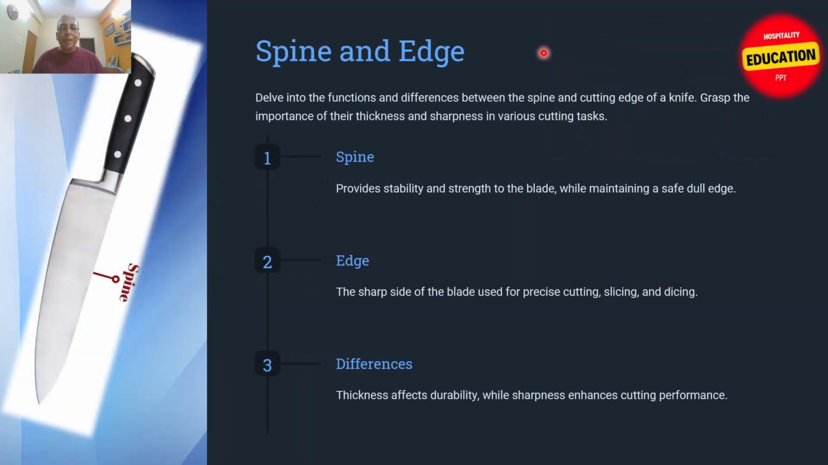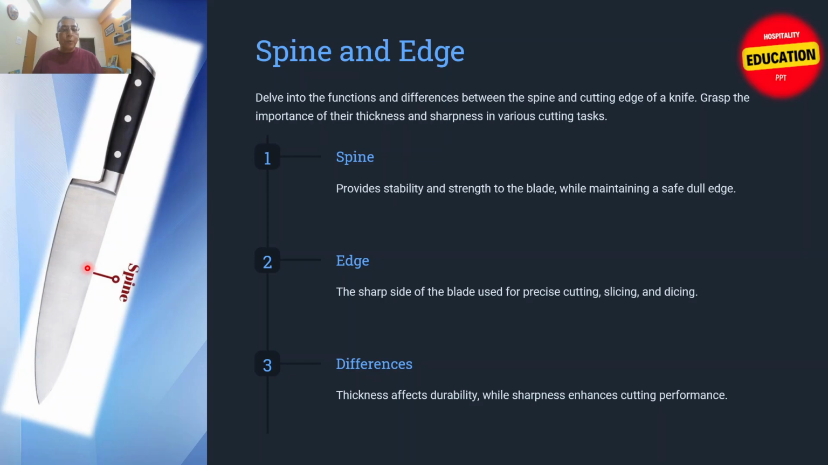Then we come to another important part of the knife, which is known as the spine and edge. You can see in the image that this is known as the spine area. This part is a little thick, and opposite to the spine is the sharp edge of the knife that is basically used for cutting or fabricating purposes. The spine indicates the strength of the knife, and the sharpness of the edge indicates the performance of the knife, which we can use for precise cutting, slicing, dicing, and many other works for fabricating vegetables and other ingredients.